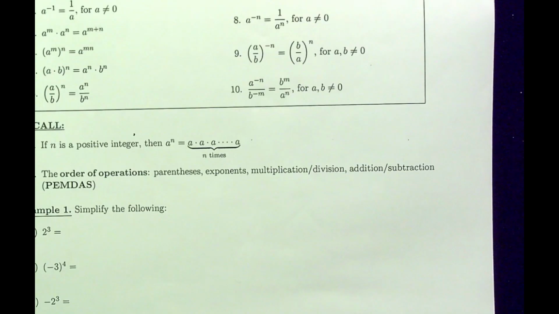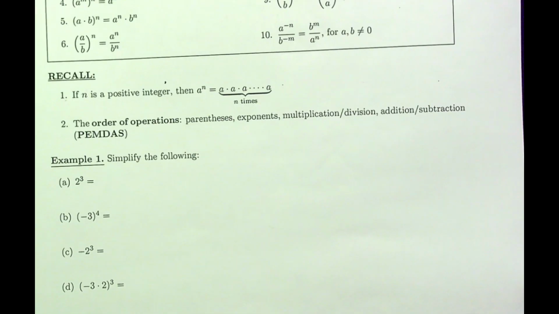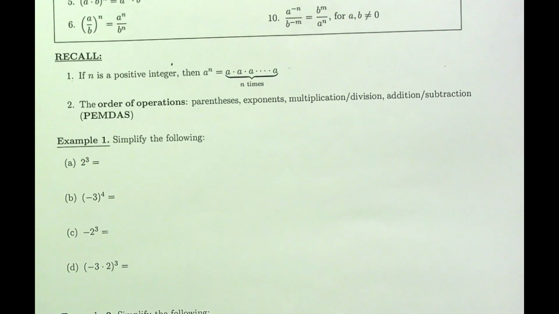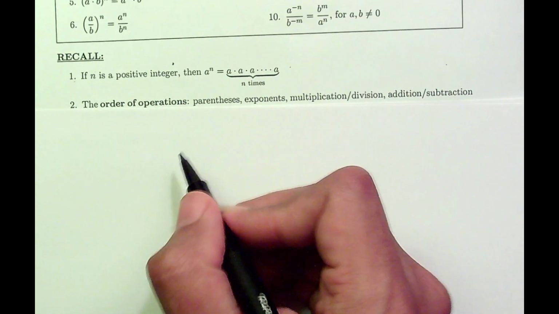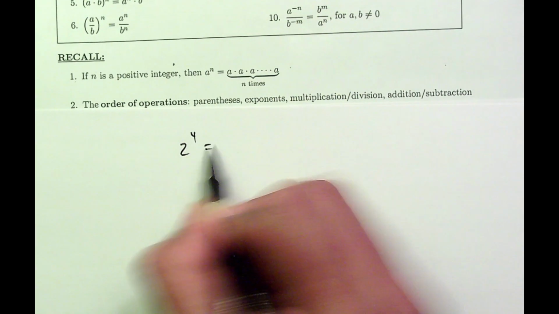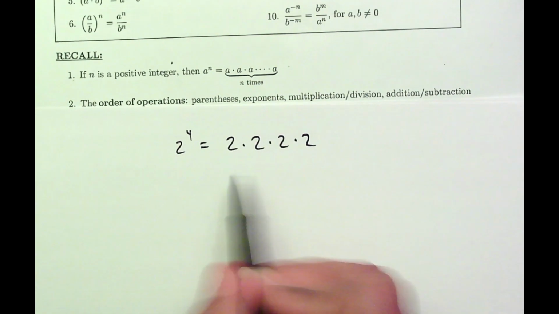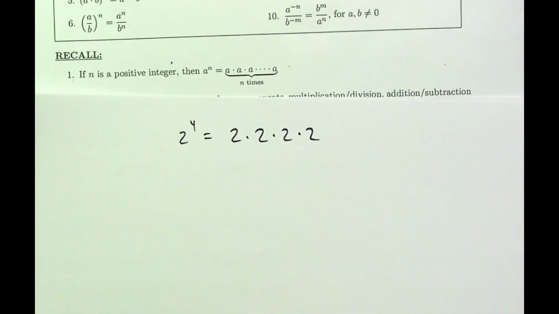But before we get to the examples on how to use the properties of exponents, recall really quick how to compute exponents if you were doing it by hand. So for example, 2 to the 4 would mean 2 times 2 times 2 times 2. That means you multiply 2 by itself 4 times. Okay, so that's what the exponent means.